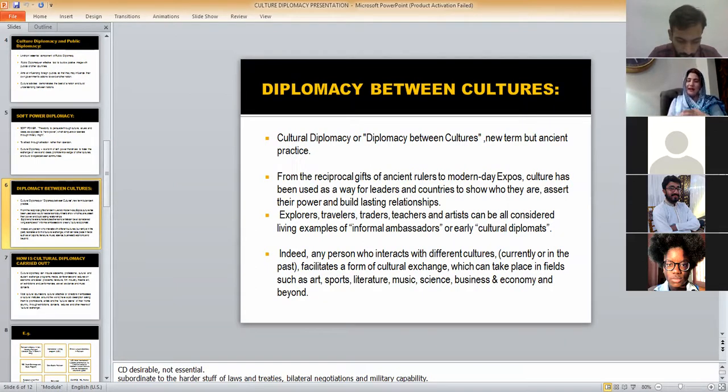So there have been explorers, travelers, traders, teachers, and artists who can all be cultural ambassadors, the informal ambassadors, or cultural diplomats as well. Indeed, any person who interacts with different cultures or currently facilitates a form of cultural exchange can be taken in fields such as art, sport, music, science, business, economy, and beyond. So it's a very vast, horizontal topic that covers a lot of aspects.